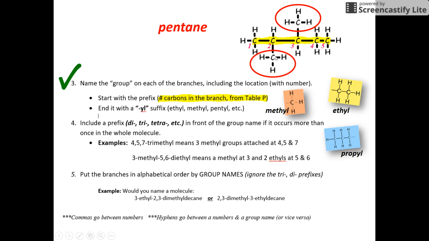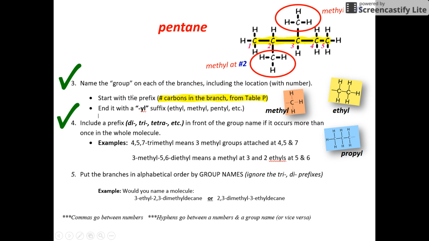Okay, so we look at what is each branch. Well, this is a branch with 1 carbon. Here's a branch with 1 carbon. So we've got a methyl group at number 2. Carbon number 2 is where it sticks off of. And we've got another methyl group sticking off of carbon number 3 in our parent chain. Okay, we named them methyl because the rule says we change those meth and eth and prop names by adding a YL suffix. So they become ethyl, methyl, propyl, pentyl, butyl, etc., etc.